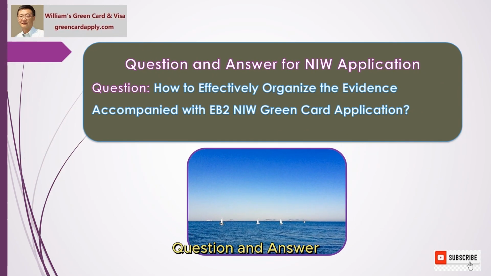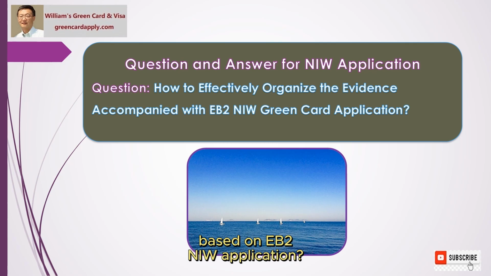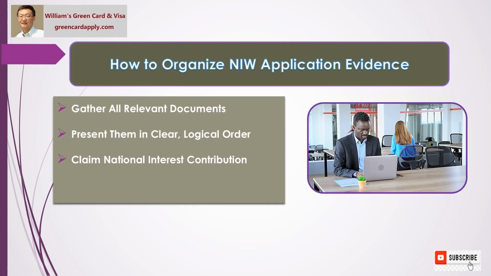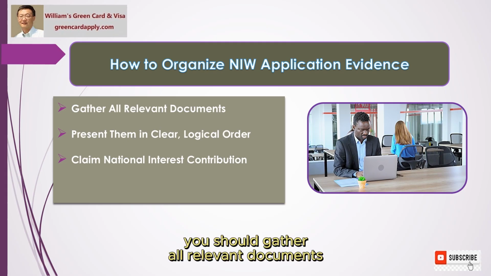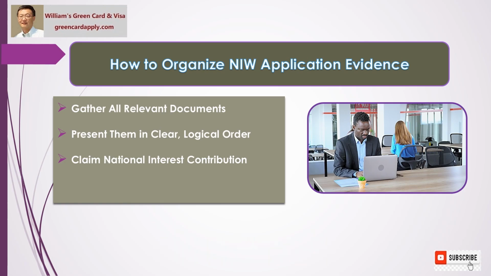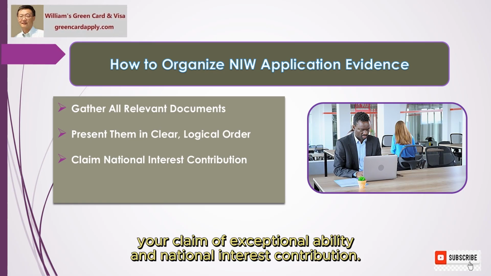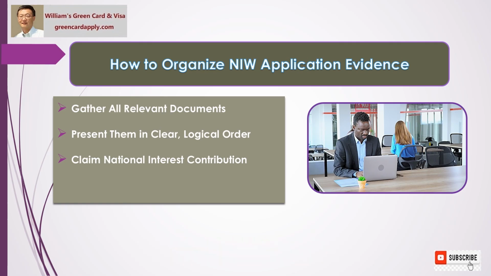Question and answer. Question: How to effectively organize the evidence accompanied with the Form I-140 petition based on the EB2 NIW application? To organize evidence for an NIW, National Interest Waiver, application, you should gather all relevant documents, categorize them based on the specific eligibility criteria, and present them in a clear, logical order with tabs and labels, ensuring each piece of evidence directly supports your claim of exceptional ability and national interest contribution.